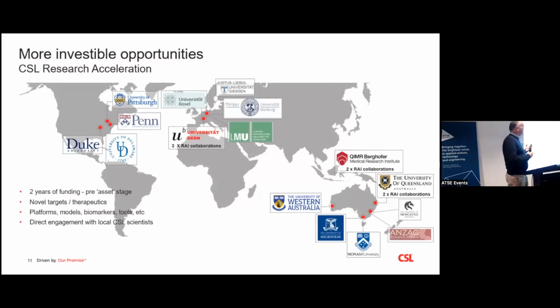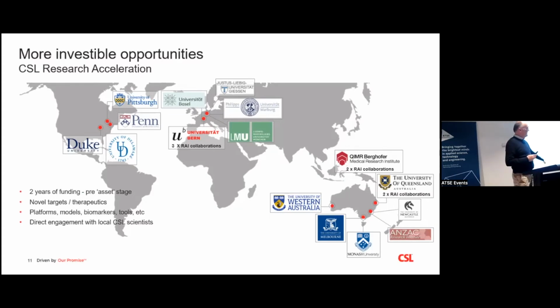So this is the outcome of our research acceleration initiative. So we're trying to capture here 5 years of work where we've been out in the Australian community and in Europe looking for really early stage ideas and investing in them for about a 2-year period, trying to create investable assets, trying to generate projects where the probability of success is improved because of our involvement, and we can bring them into our portfolio. So we're looking for novel targets, novel therapies, new platforms, and a lot of these are based on direct engagement with CSL scientists. And it's been a very successful program.